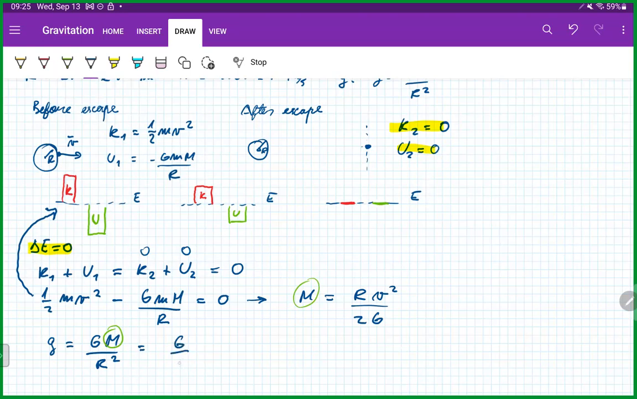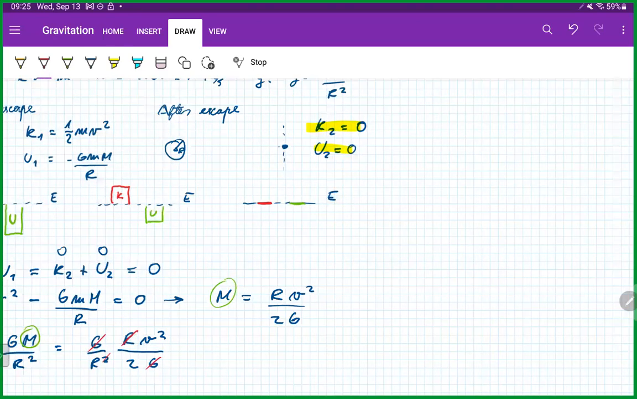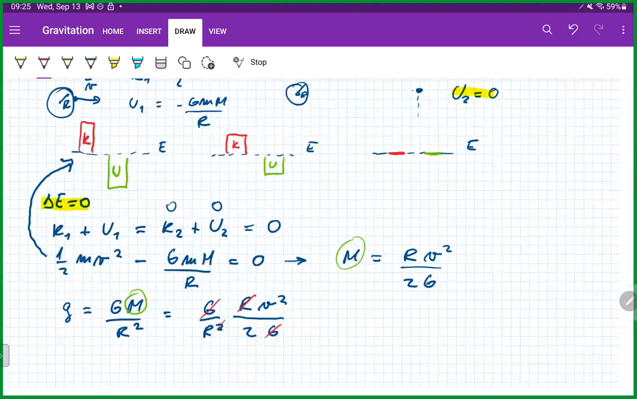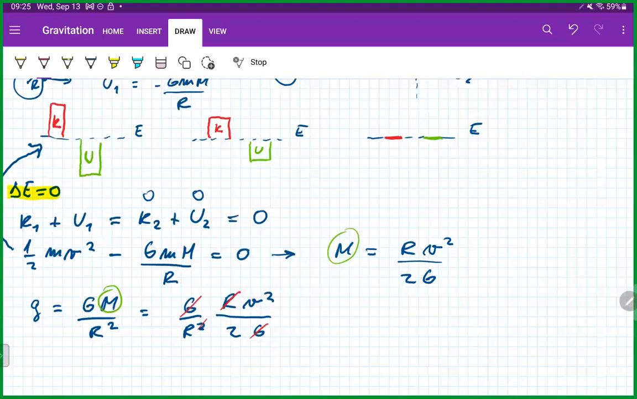Sorry, R squared times R V squared divided by 2G. And we get rid of the G and the R squared, and that's giving us V squared divided by 2R right there, right?